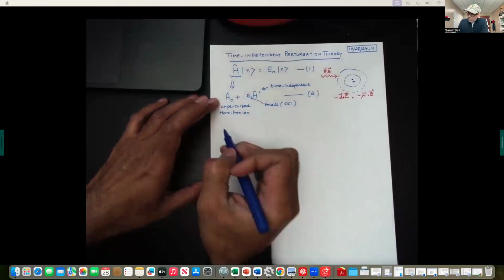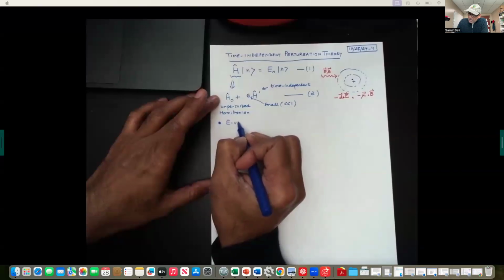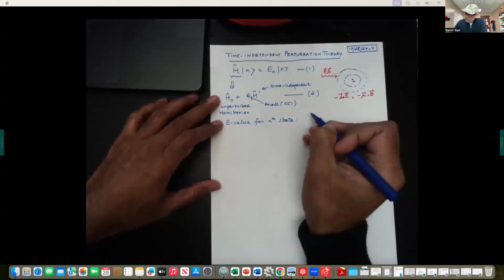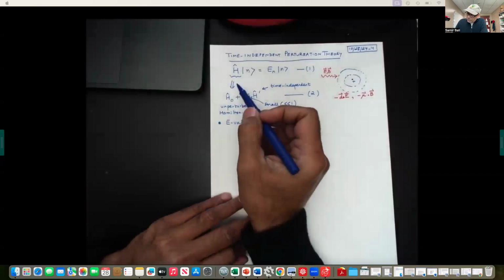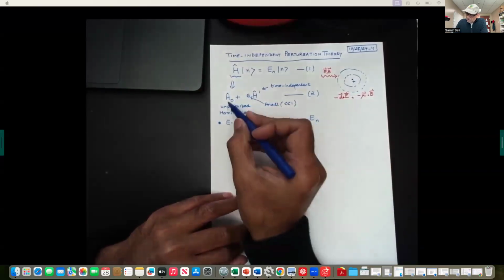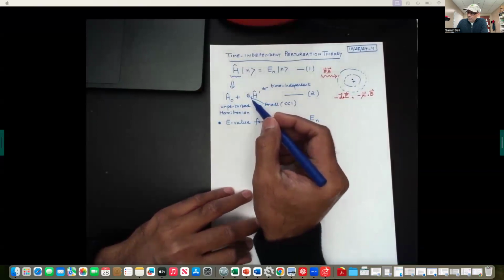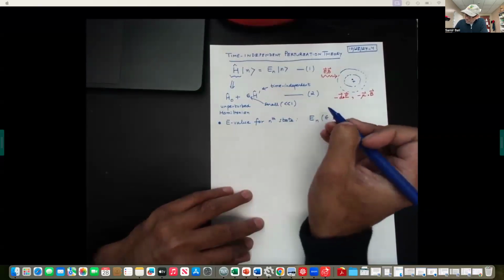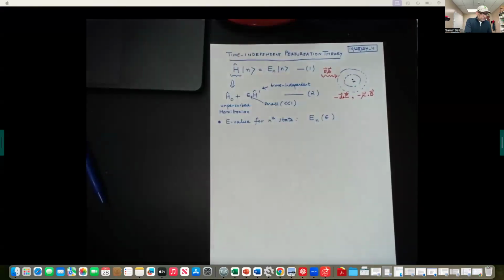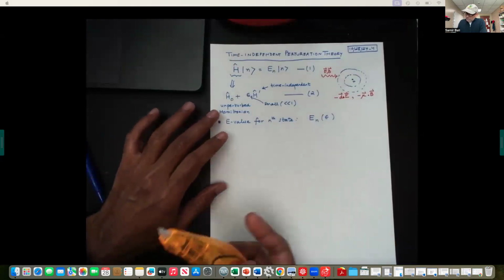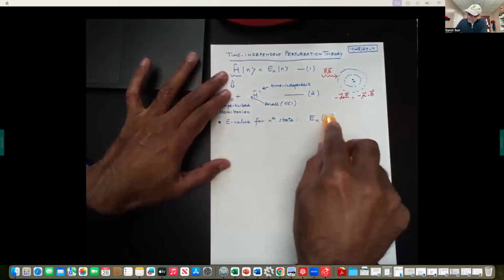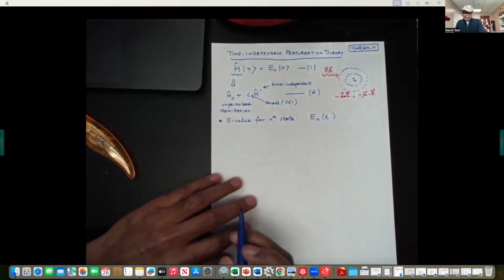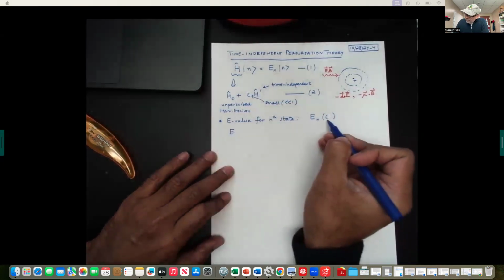Now I can ask the question: what's the eigenvalue for the nth state? Clearly, previously for the unperturbed situation, it was just maybe En naught or something. But now it's going to change because of the presence of epsilon, and so it becomes a function of epsilon. Actually, let me write this epsilon a bit differently so that it doesn't get confused with E for the energy. So I'm going to write it as this. All right, so it's going to be a function of epsilon.